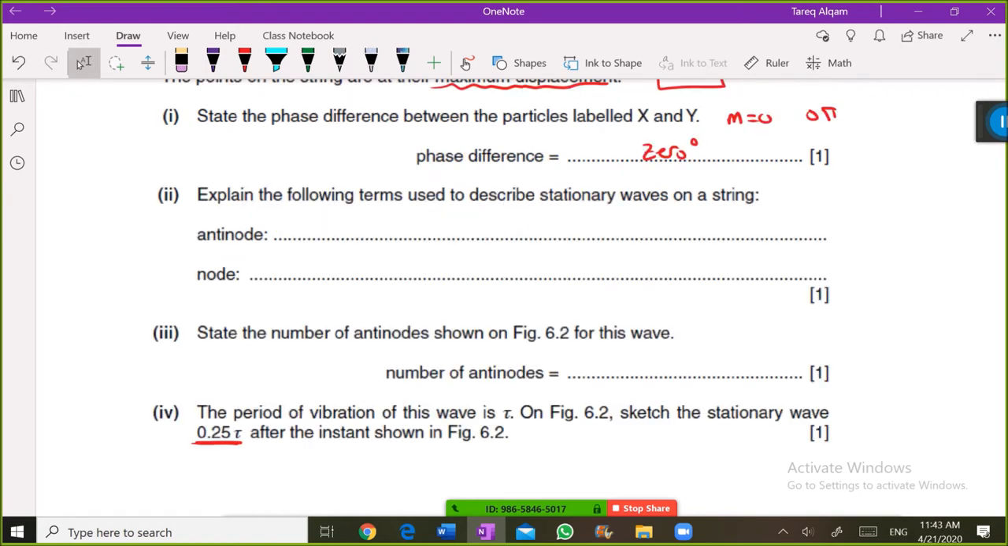In standing waves, guys, the shift in time would be vertical, roughly speaking. In progressive waves, the time shift will be horizontal. This is just roughly speaking, okay?